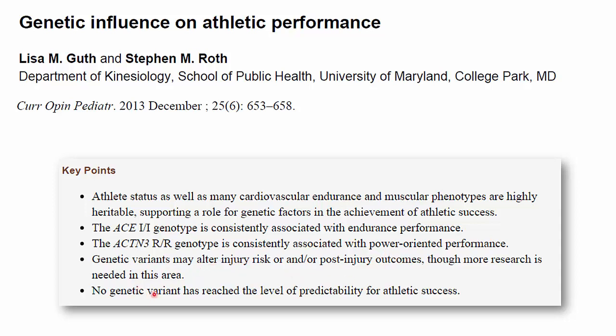And here's the kicker. No genetic variant, not this gene, or any other gene that we know of today, has reached the level of predictability for athletic success, meaning that just because you have this gene or that gene does not allow us to predict whether or not you're going to be a successful athlete, only giving us a small hint of what your athletic potential might be.